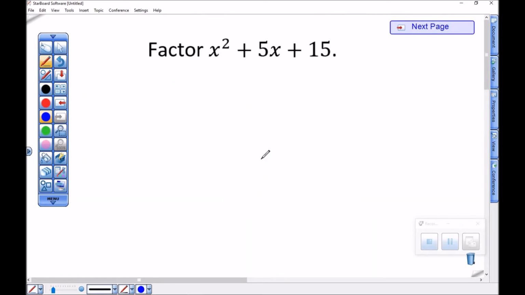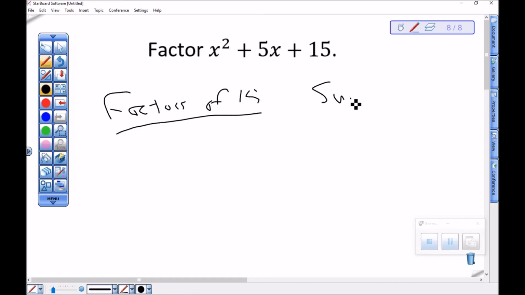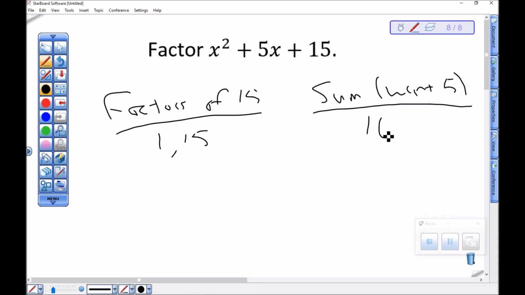Okay, last one. Again, note the just x squared, so I can use this method. And I want factors of 15. And I want their sum to be 5. Okay, 15 is 1 times 15. That's 16. It's also negative 1 times negative 15. But I want a positive number, so that's no good.